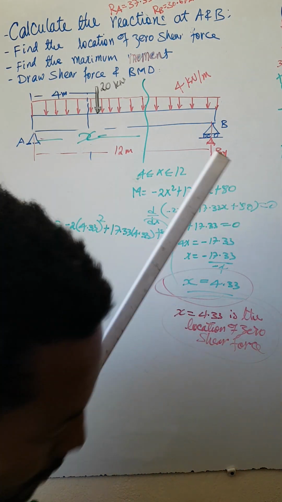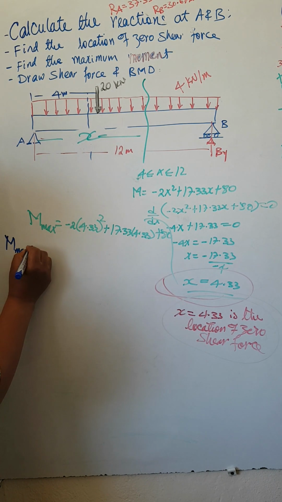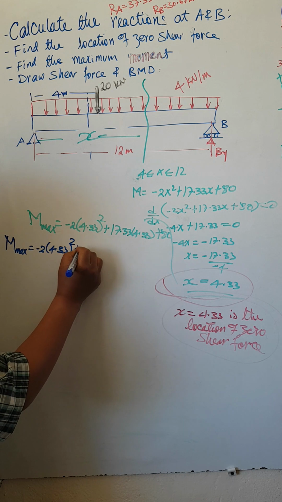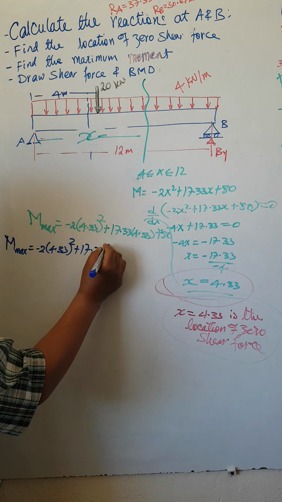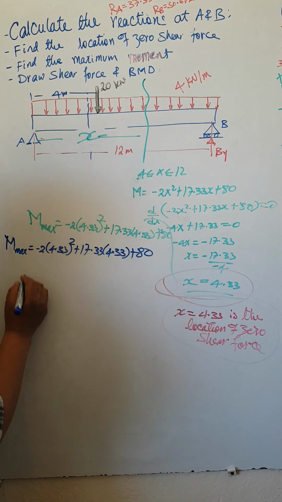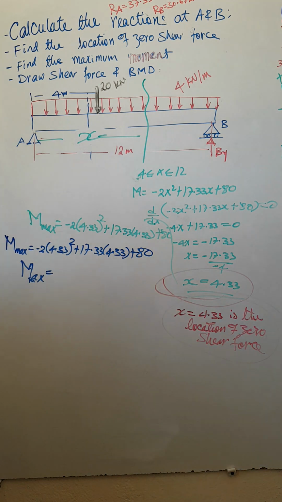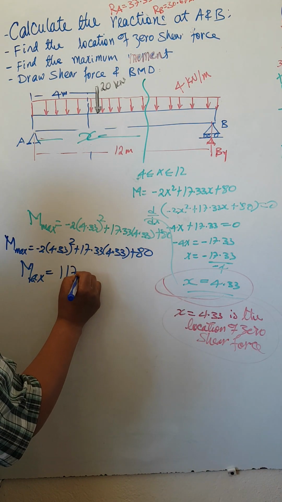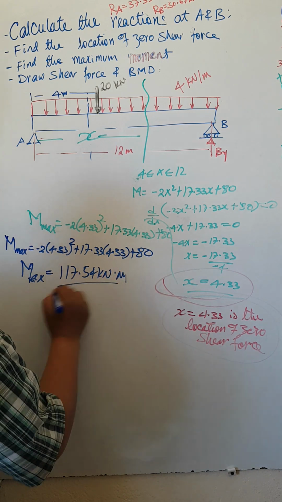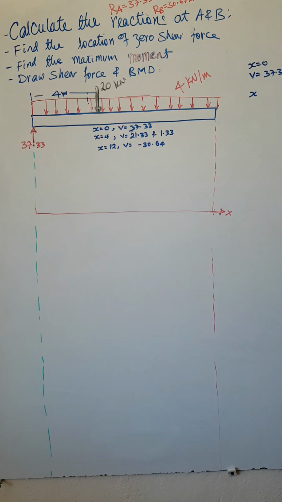So M max is equal to negative 2 times 4.33 squared plus 17.33 times 4.33 plus 80. When we solve this, M max is equal to, I think, 117.54 kilonewton meter. This is the maximum moment, the maximum moment we have.